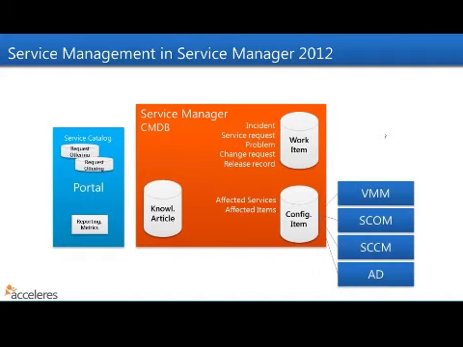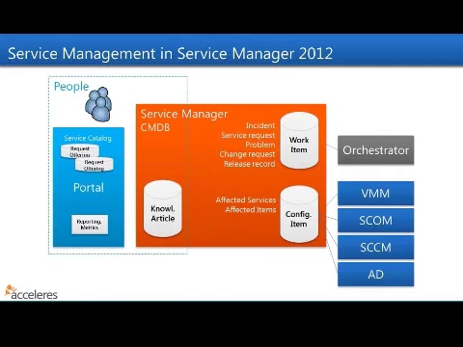Our CIs are going to get populated from our connectors, which connect us to other System Center components. We can do some automation of our work items with Orchestrator. It's probably worth noting we can trigger runbooks with Orchestrator, but we can also do some automation within Service Manager using Orchestrator as well. So if there's some workflow that we can't do natively in Service Manager, we may be able to actually achieve it with Orchestrator.